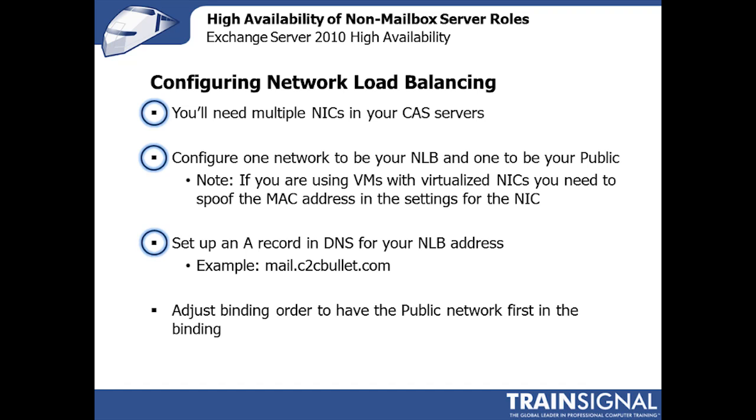You're also going to have to set up an A record for DNS for your NLB address. A good example of that is mail.c2cbullet.com. And this is what you want to come up in your user's setup when they're connecting from Outlook. They don't want to connect to a specific server. They want to connect to the cluster. And so when we set up the NLB cluster, we have to provide this name and the IP address for it. And then it does the work of load balancing the different client access servers from that point forward.